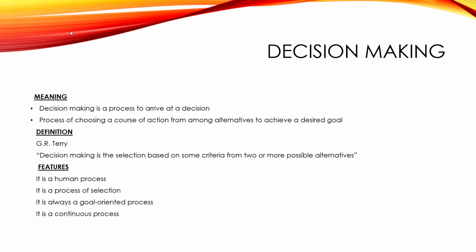Second one, it is a process of selection. As I said, a decision is an act of choice which involves a lot of alternatives, and decision making's main aim is to select the best alternative. Third point, it is always a goal-oriented process. Decision making is always aimed at achieving the objectives or goals of the organization. Fourth point, it's a continuous process.